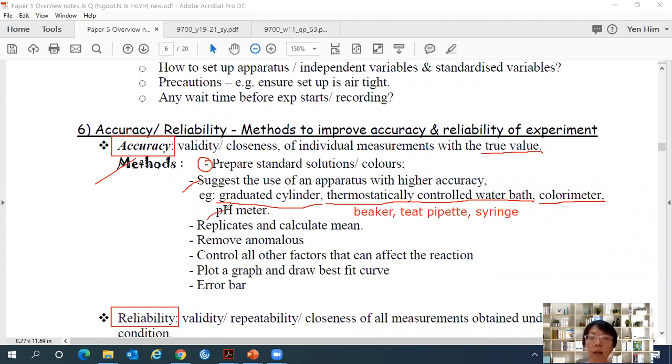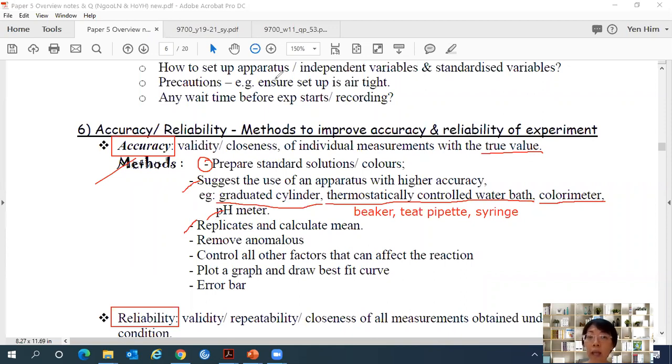Use pH meter versus using the pH paper. You know, pH paper cannot give you a better reading than the pH meter. So this is using instrument to give better accuracy. Weighing pen that give you 3 decimal place is more accurate than weighing pen that give you 1 decimal place. So apparatus. Then you can also do replicate and calculate mean.